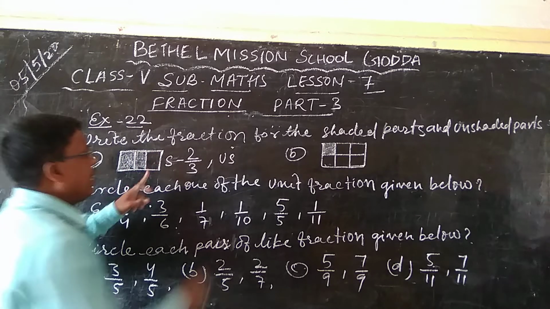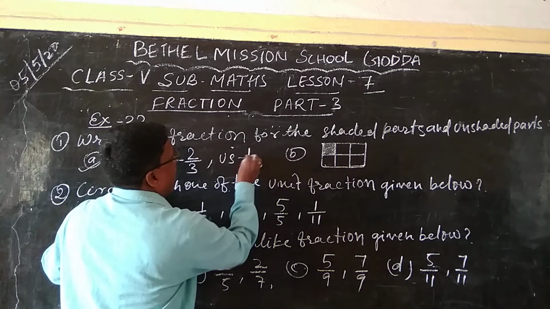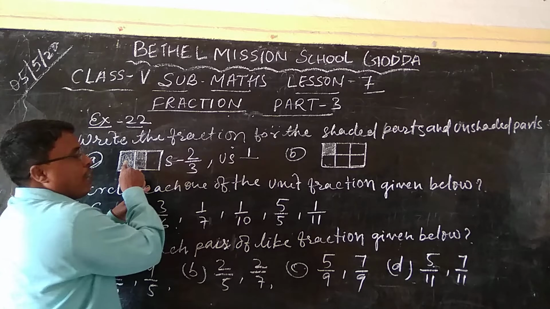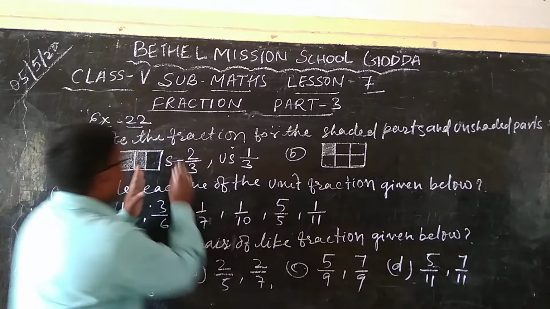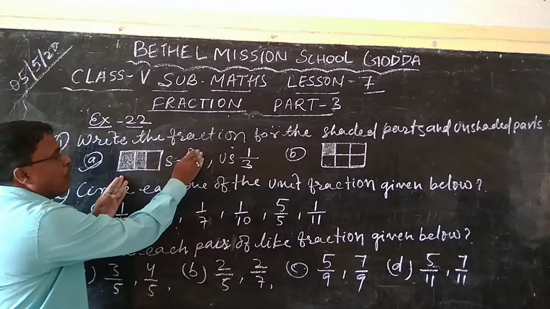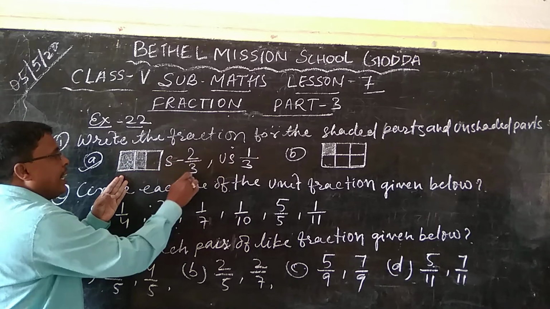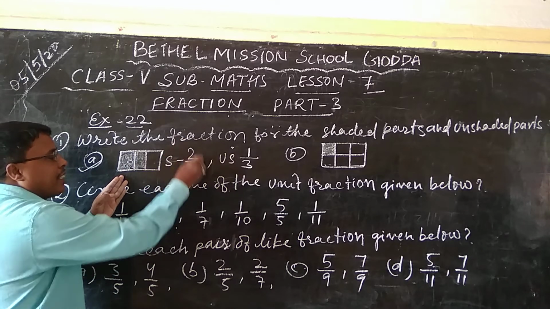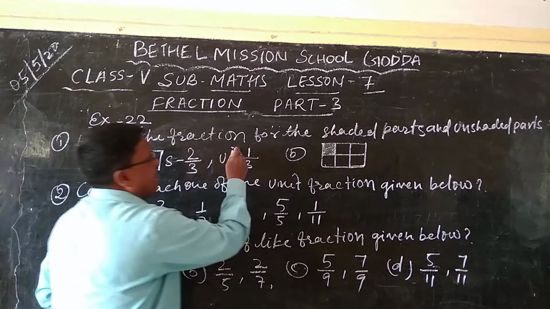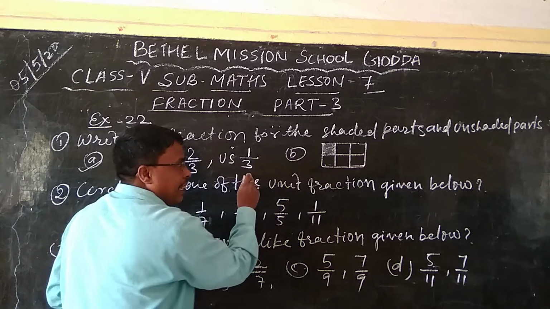Next, the unshaded part. 1 square is unshaded. How many squares in total? 1, 2, 3. See, how many shaded parts? 2 parts, 2, right. And number of squares? 3. The denominator should be 3, right. So the first fraction, the shaded part fraction, is 2 by 3, and the unshaded part is 1 by 3.